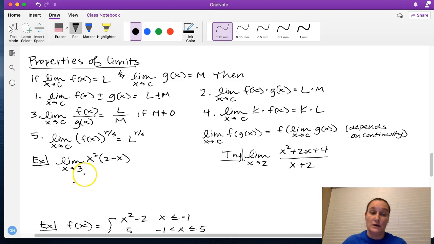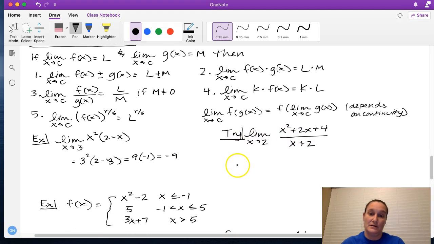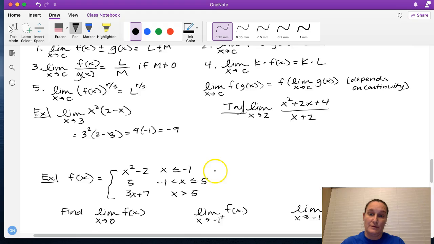So algebraically, limits are not typically that difficult if they give you a number back. If they don't give you a number back, that's a different story. So we plug in 3 for x, and 3 squared is 9, 2 minus 3 is negative 1, and we get negative 9. You're going to try this one in the Nearpod, so figure out what that answer is.